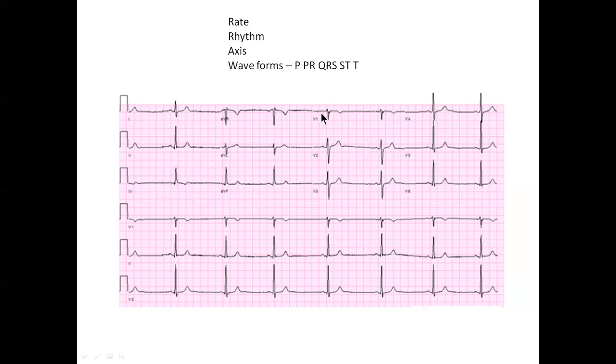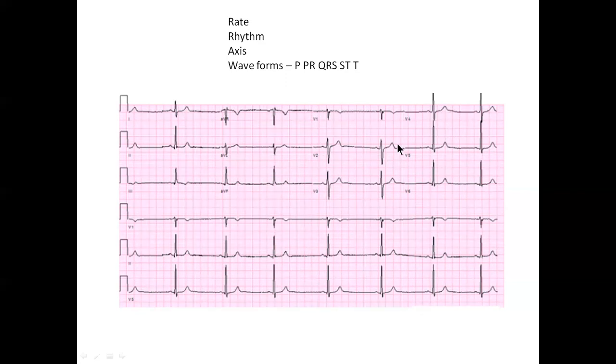Next, we move on to the V leads. V1 and V2 denote the septum, right? And it looks pretty normal to me. Again, there is T wave inversion here, and you should mention that, but it's usually a normal finding. So V1 and V2 look normal. Next, we look at V3 and V4. Again, QRS, ST, and T look pretty normal.